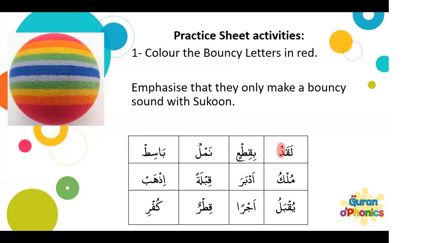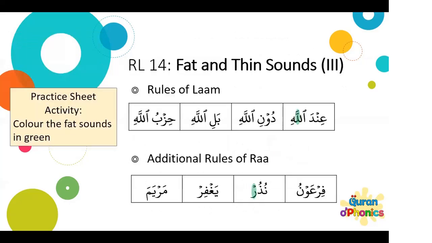So again, with the practice sheets, or even in the interactive Quran, they find all the bouncy sounds and they color them in red to alert them to it so that they can pronounce them correctly. Then reading level 14, fat and thin sounds, part 3. We've already done fat and thin sounds previously. Here we introduce the rules of lam in the word Allah.